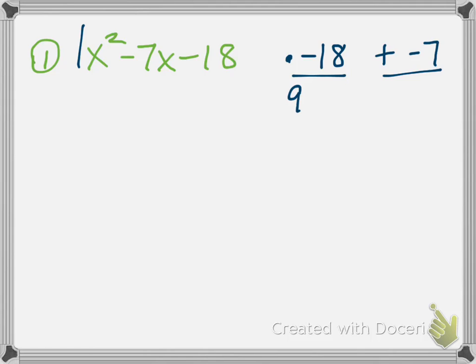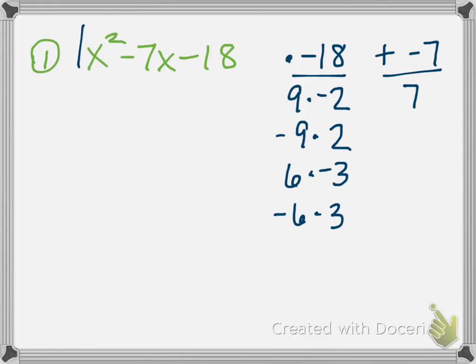For 18, the pairs are 9 times negative 2, negative 9 times 2, 6 times negative 3, negative 6 times positive 3, and then 18 and 1. But think of the first couple here, 9 plus negative 2 is positive 7. I need negative 7. So if I reverse them, the negative 9 and the positive 2 gives me negative 7. So this is my pair.